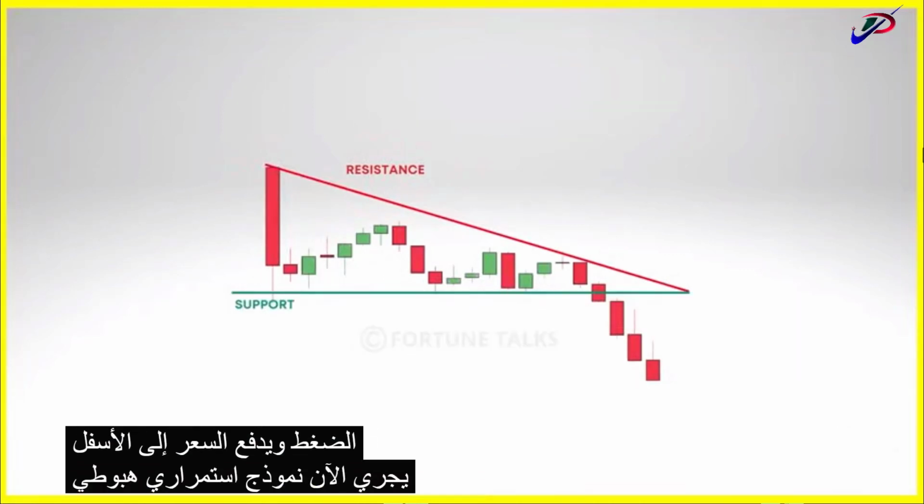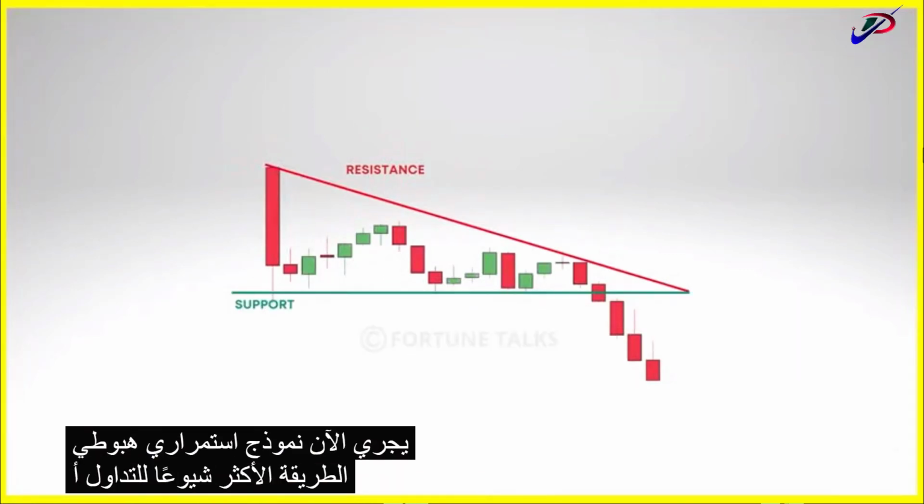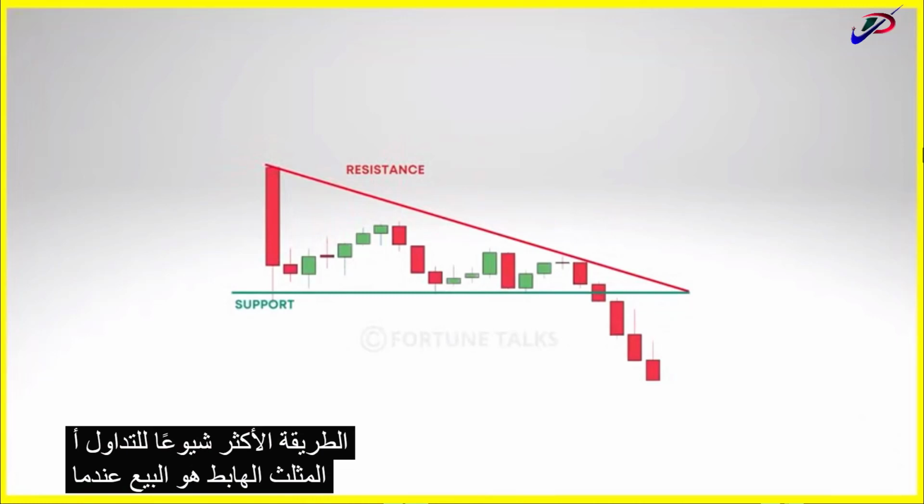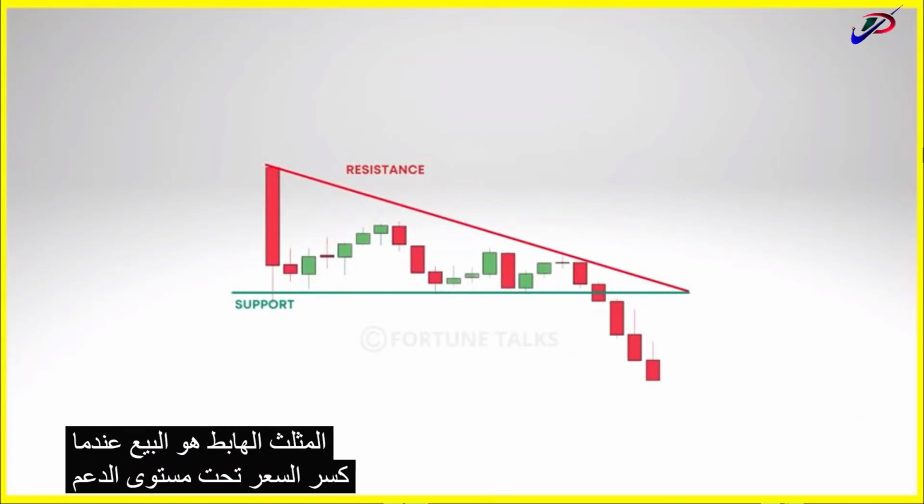Now being a bearish continuation pattern, the most common way to trade a descending triangle is to go short when the price breaks below the support level.